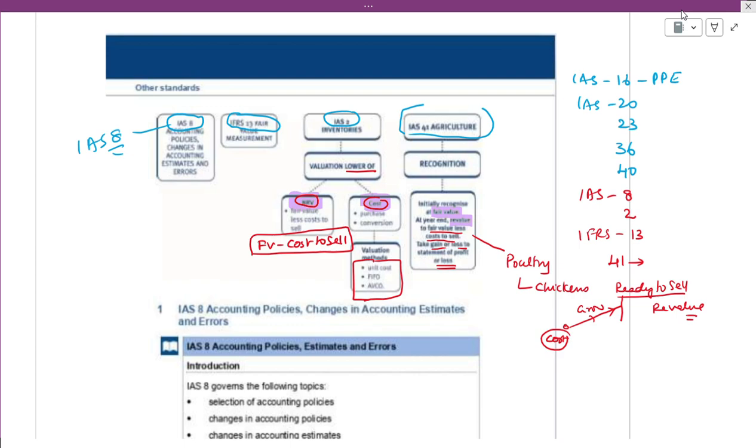Fish is also the same thing. People will do business. They will have small fish, the value will be less. Fish is becoming bigger and bigger, the weight will increase. Again you will revalue. Nothing else is there. It is not difficult at all.